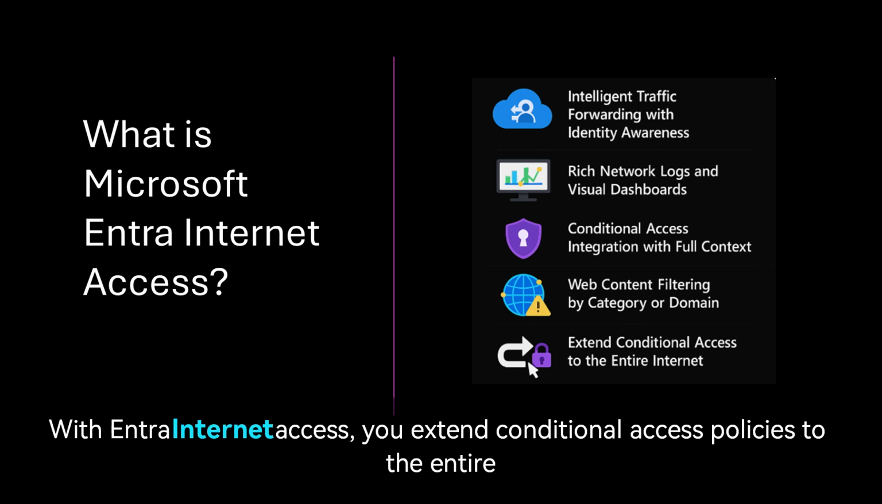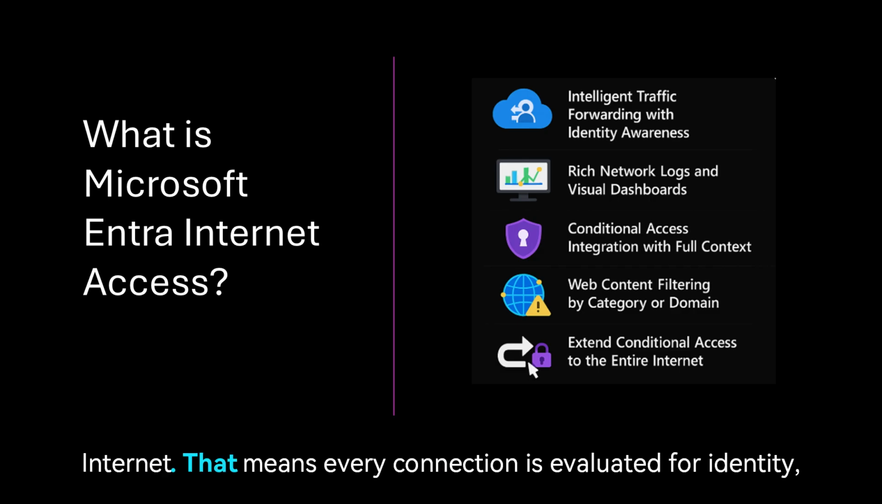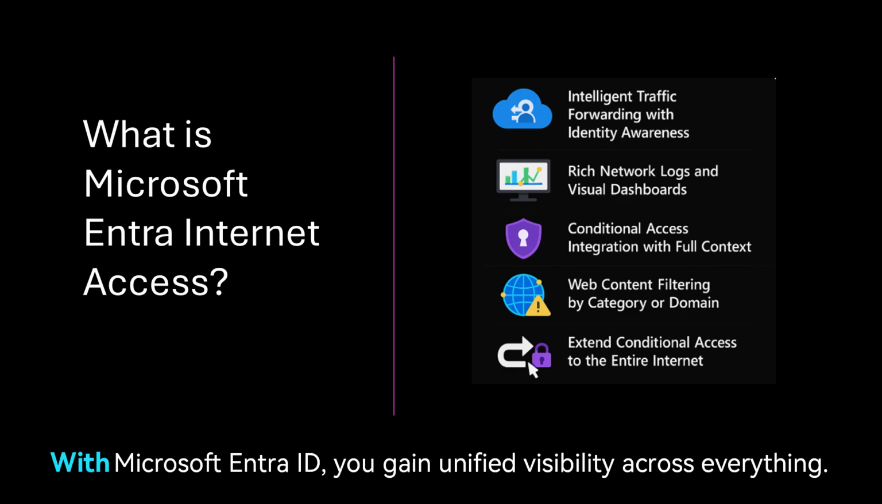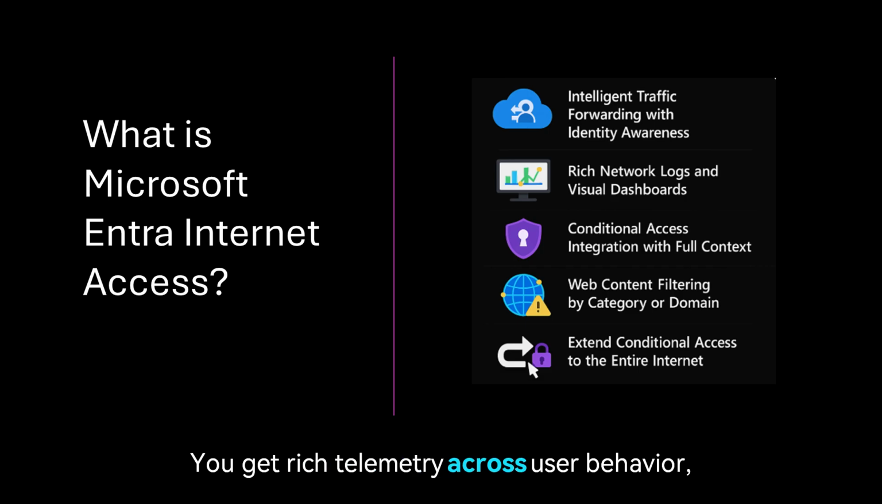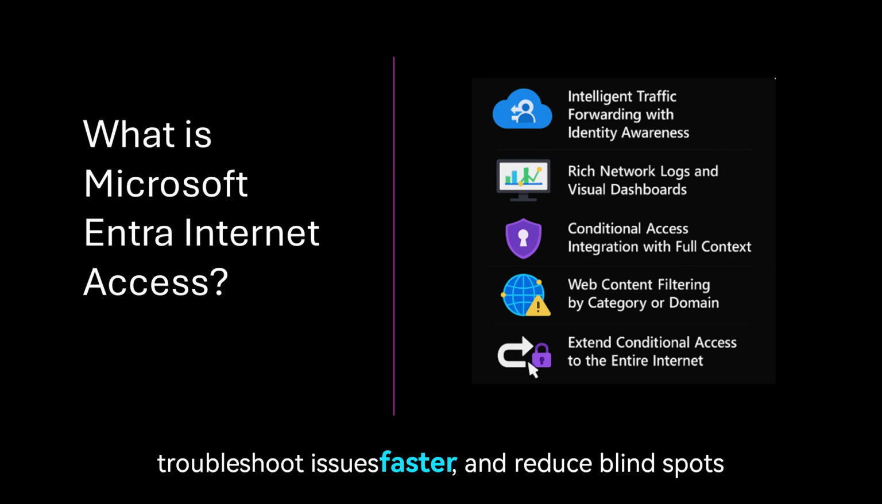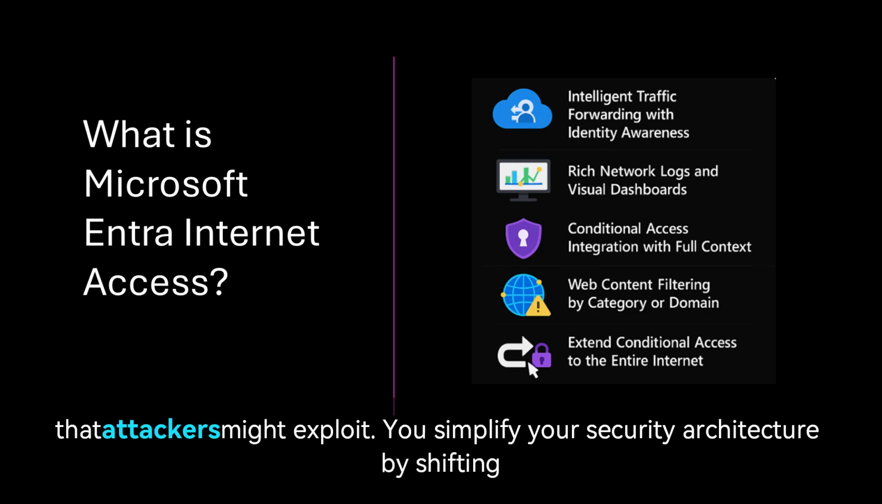With Entra Internet Access, you extend conditional access policies to the entire internet. That means every connection is evaluated for identity, device health, location, and risk, even if the destination isn't federated with Microsoft Entra ID. You gain unified visibility across everything. You get rich telemetry across user behavior, app usage, and network activity, all in one place. This helps you spot patterns, troubleshoot issues faster, and reduce blind spots that attackers might exploit.